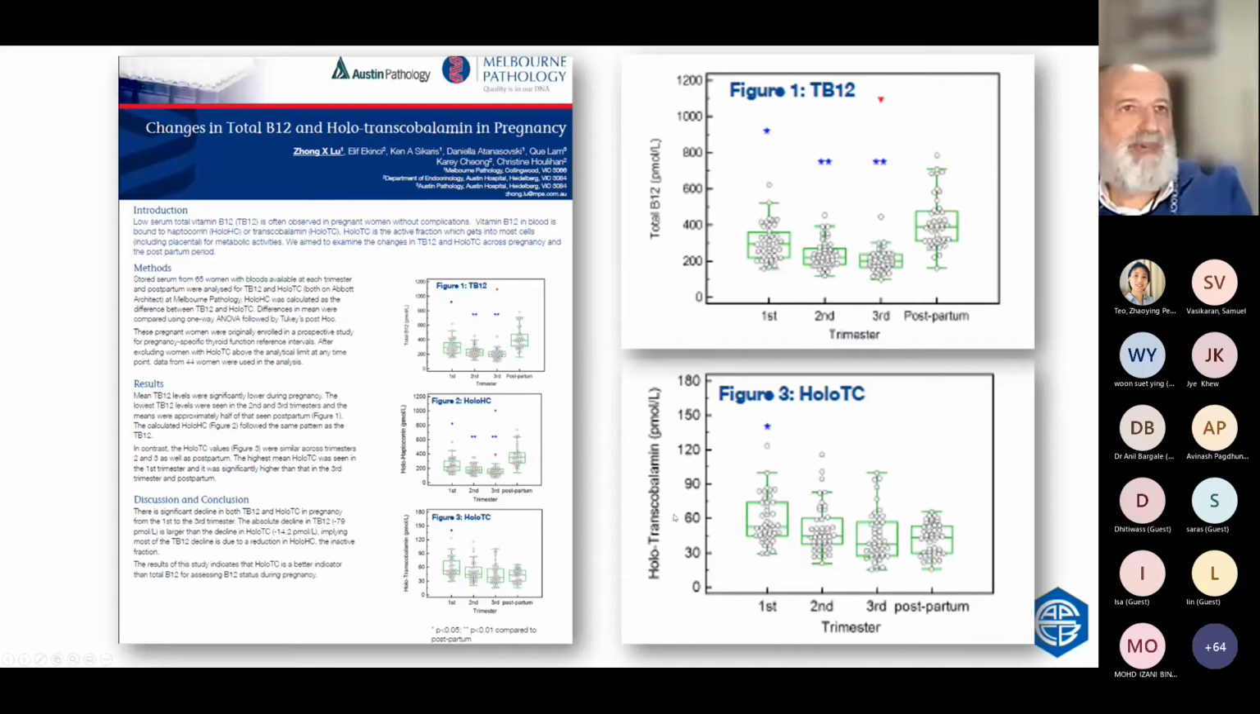So this is a paper we had in for pregnancy, and you can say that total B12 normally falls in pregnancy. Holo-TC usually is protected in pregnancy. It doesn't drop below the cutoffs usually in pregnancy.